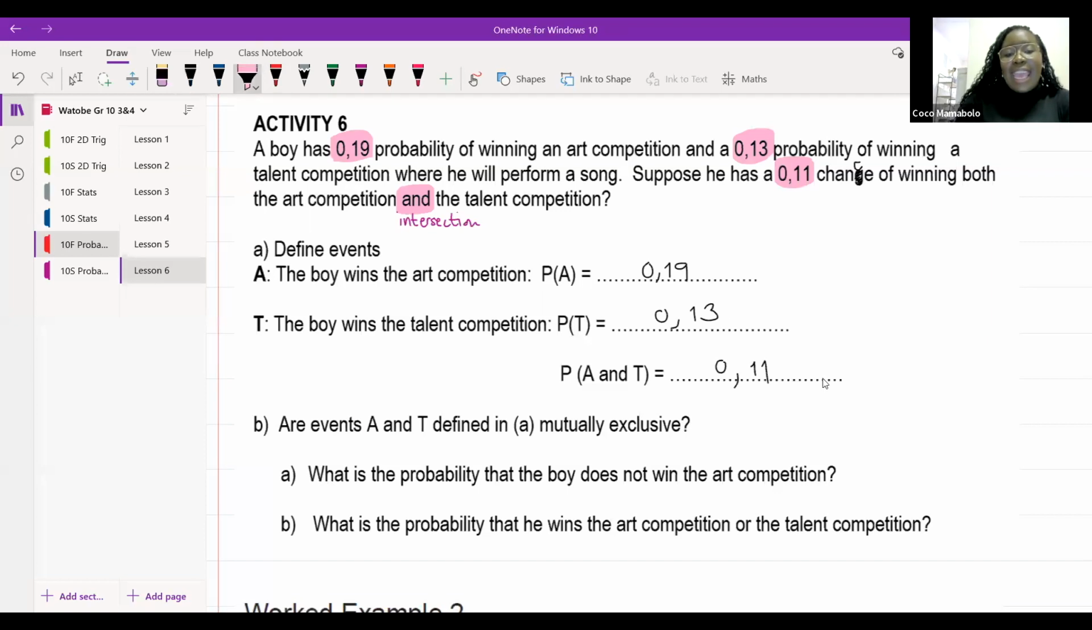Are events A and T defined as mutually exclusive? Are they mutually exclusive? Yes or no? And I want somebody to put their hand up and explain to us why we say no. Who knows? I know most of you guys know. I just need somebody to explain it to me.